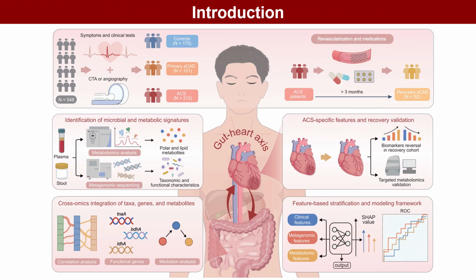Coronary artery disease is the leading cause of death worldwide, and acute coronary syndrome is its most fatal form, often caused by plaque rupture. While gut microbes and their metabolites have been linked to CAD, ACS-specific signatures remain unclear, especially in distinguishing it from stable CAD. Since early detection of ACS risk in sCAD patients is a major unmet need, our aim was to identify microbial and metabolic markers that separate NCA, sCAD, and ACS, and to track their changes during recovery.